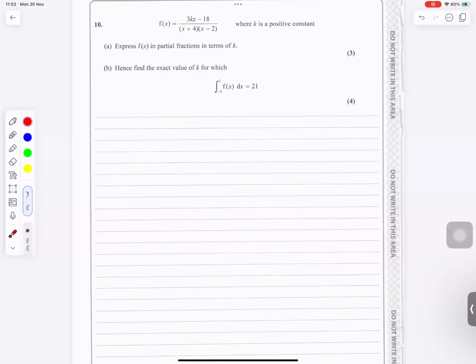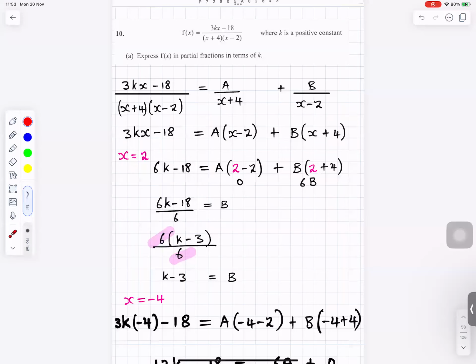Question number 10. So for number 10a, express f of x in partial fractions. That means you take one fraction and split it into 2. Why into 2? Because the denominator has one bracket x plus 4 and one x minus 2. So when you separate them like that, you multiply by the same denominator, you get this linear expression.